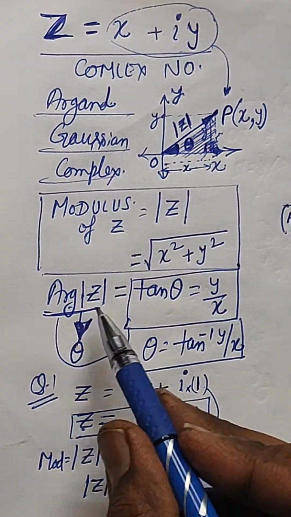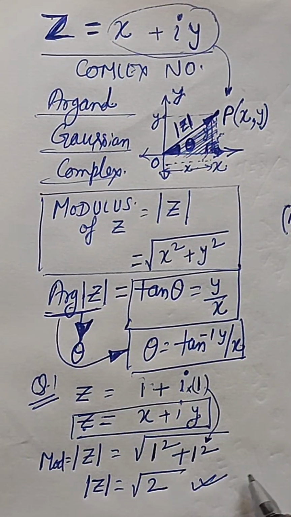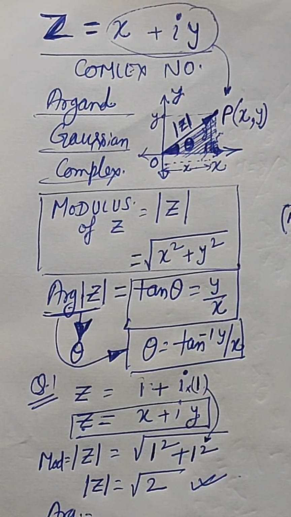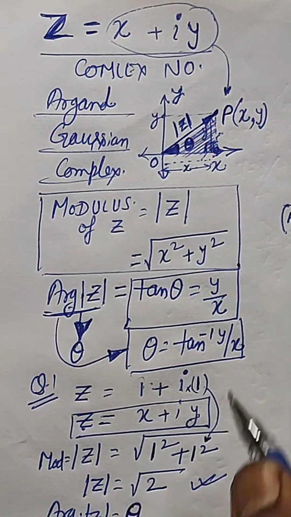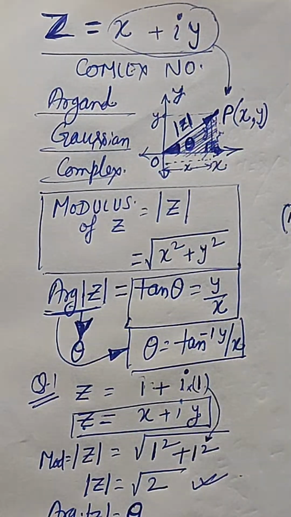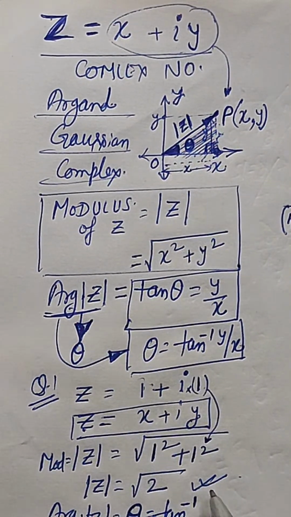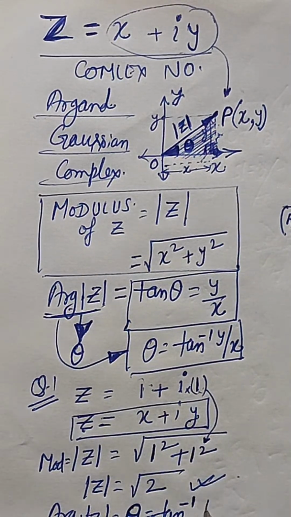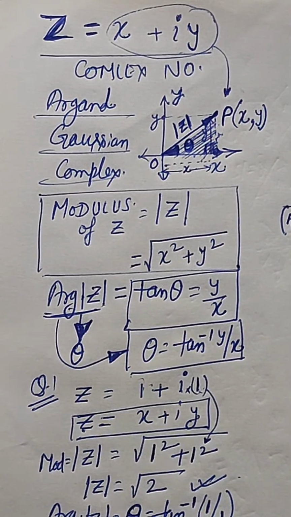Okay. And what is the argument of this complex number? In this way the modulus of z is calculated. And what is the argument? The argument of the complex number z is nothing but theta. Theta is this angle where tan inverse y by x, right? So this can be written as tan inverse y by x. What is y? Y over here is 1, and x over here is also 1. So 1 by 1 is nothing but 1.